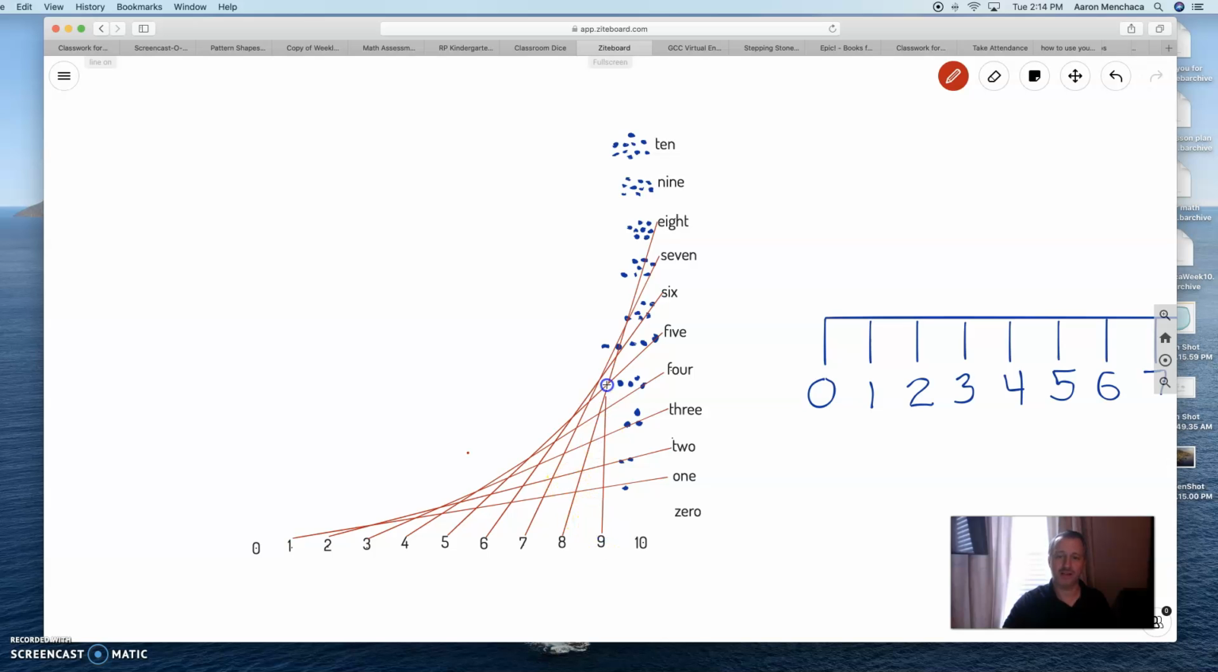Here comes 9. You ready? All the way up to 9. And then 10. Straight up. Let's cross through that 10 area. Up to the word 10. Awesome. Do you see the design? Kind of a cool design, right? It's like a design in space.